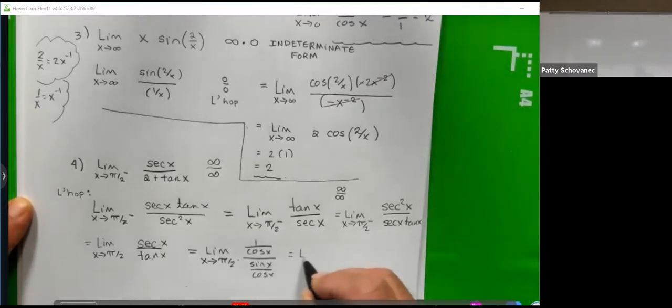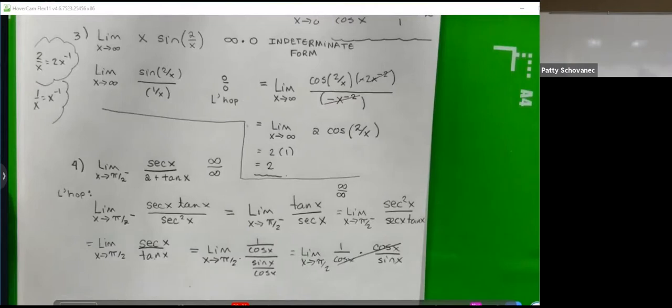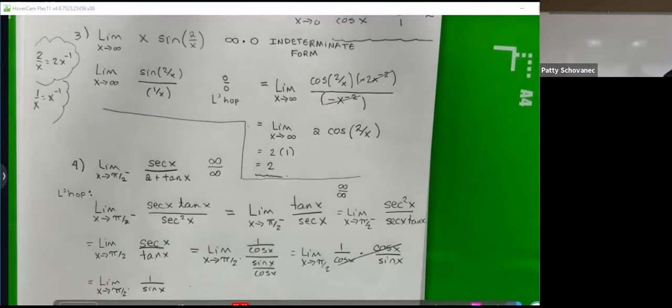Flip that over and simplify. And then we just evaluate the limit as x goes to pi over 2 of 1 over the sine of x. Sine of pi over 2 is 1.